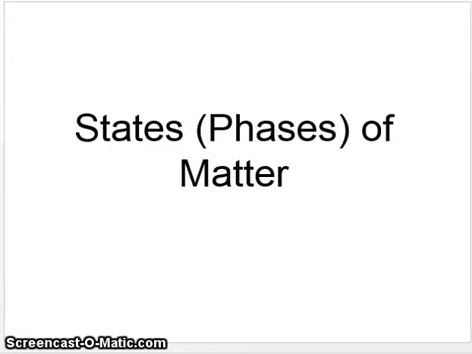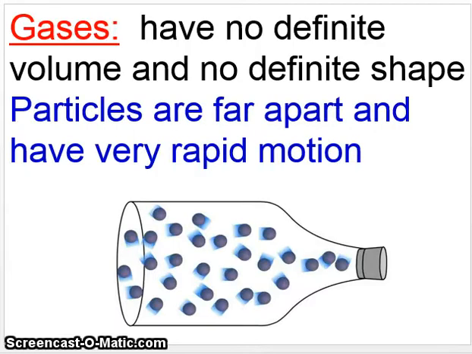This is lesson 5 of chapter 2. In this lesson we'll talk about the states of matter, also called phases of matter. In other words, solids, liquids, and gases. So we'll begin with gases. You may be aware of some of these concepts, though some of this may be new.